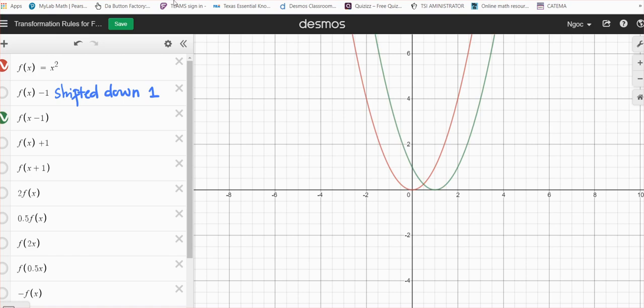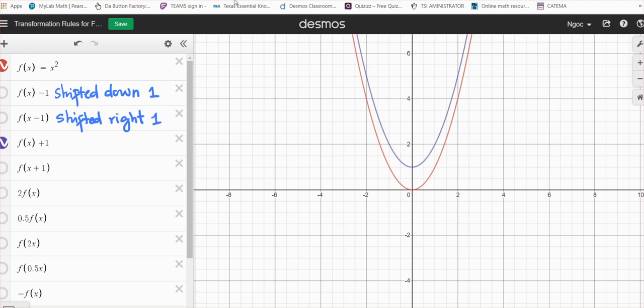Okay, so let's go ahead and write a note here. Shifted right 1. Okay. Let's play with our next notation. Now we have f of x plus 1. Can you predict what happened to our parent graph if we take our parent function plus 1? Okay, let's hit the graph.